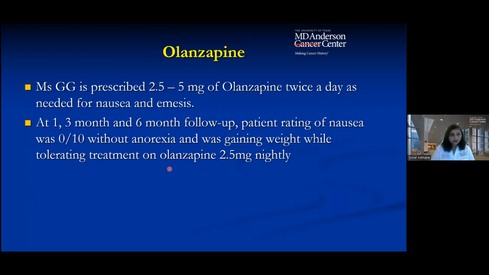So you start Ms. Gigi on 2.5 to 5 milligrams of olanzapine twice a day as needed for nausea and emesis, and at her 1, 3, and 6 month follow-up, her nausea improves significantly, and so does her anorexia, and she's gaining weight. So eventually you transition her to olanzapine 2.5 milligrams nightly to help with her symptoms.